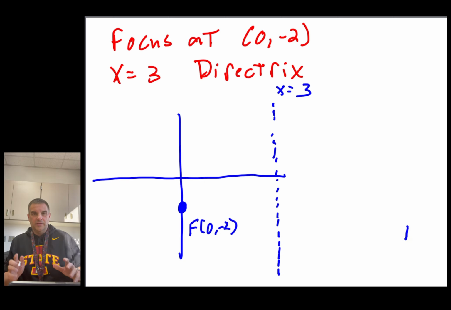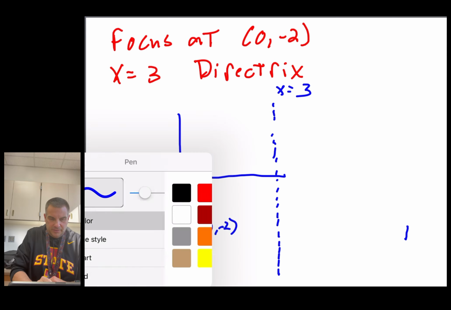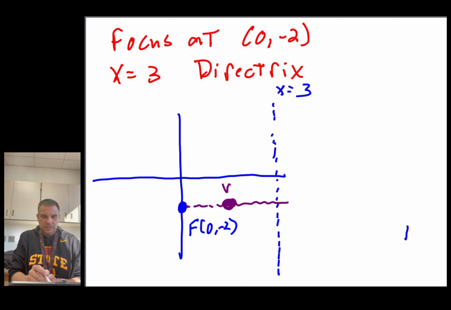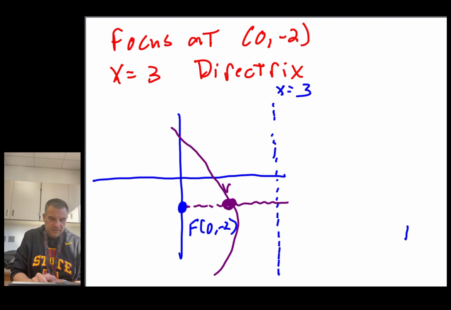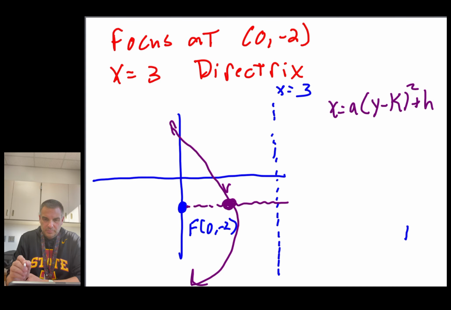So I know that my vertex is the midpoint of my focus and my directrix. So I'm just going to draw this line in here, and that midpoint right there is going to be where my vertex is going to be, and my focus is over there, so I know my graph is going to look something like that. So this is going to be an x is equal to, so I'm just going to write what it's going to be. So x is equal to a times y minus k squared plus h.